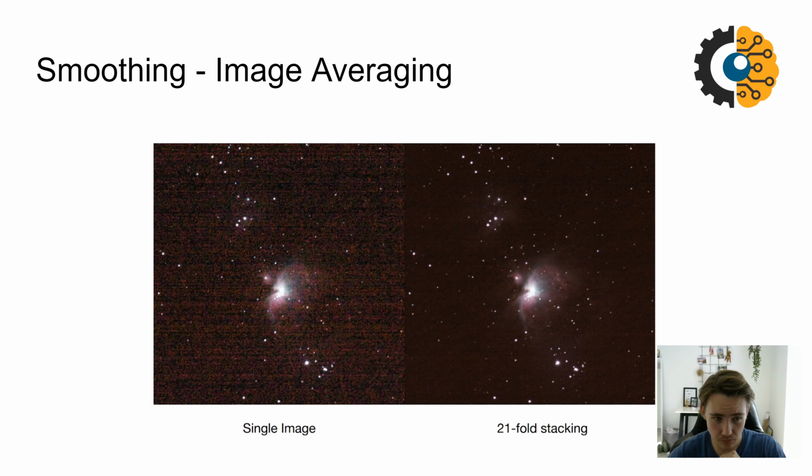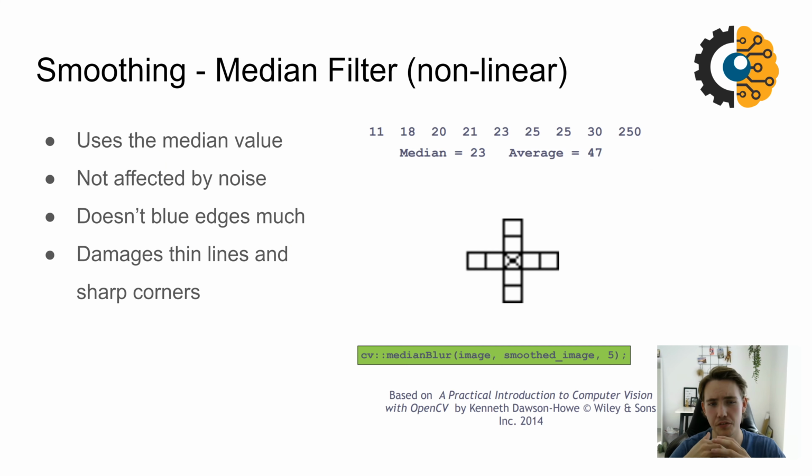We also have the median filter, which is a non-linear filter, and I'm going to show you an example of it. The median filter uses the median value. So let's say here we have some pixel values for our pixels, and when we're taking the median, we're just taking the middle element in our pixel list. So in this case it will be 23, which is the median.